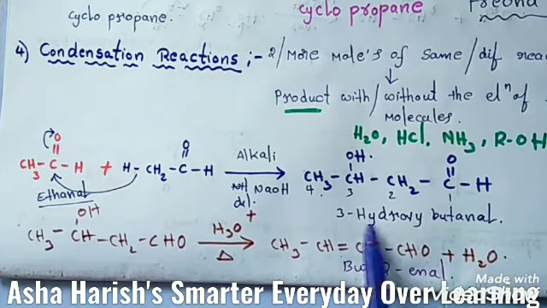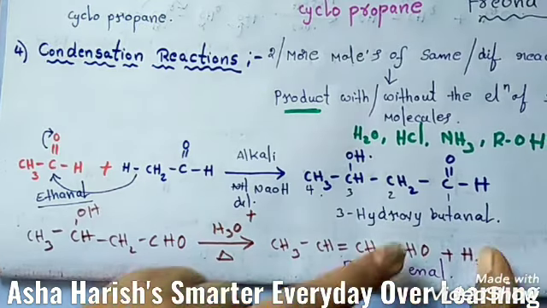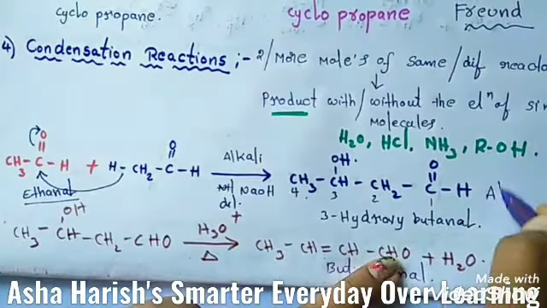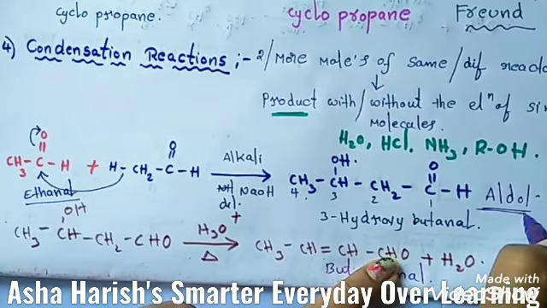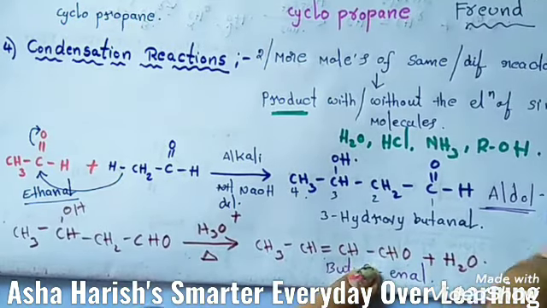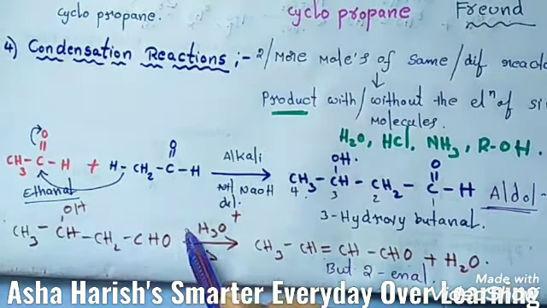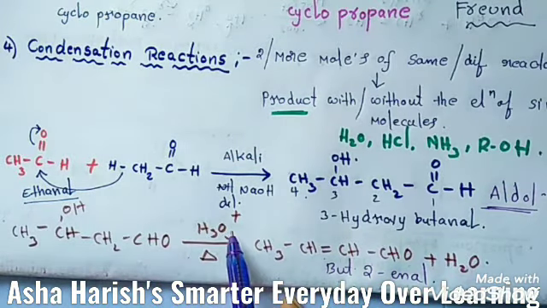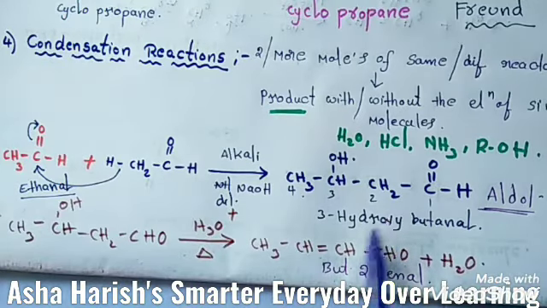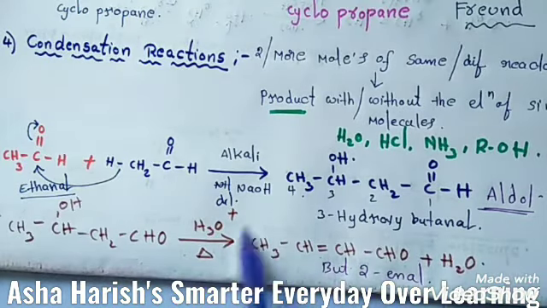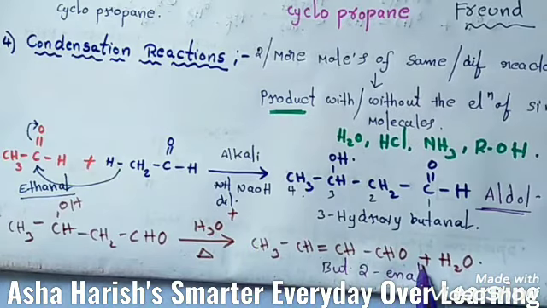The name of this 3-hydroxybutanal is aldol. This aldol, on heating with dilute mineral acids, readily undergoes dehydration to form alpha beta unsaturated aldehydes or ketones. This is the complete equation.